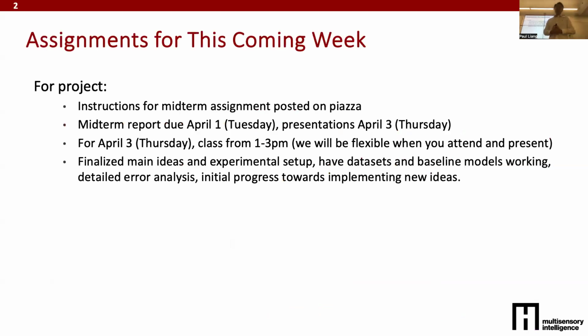So just some assignments for the upcoming weeks. The midterm assignment is due soon. I put up the instructions on Piazza. The two key deadlines are after spring break: April 1st, Tuesday, the report is going to be due. It's a 6-page report. And on Thursday after spring break, April 3rd, will be the presentations.